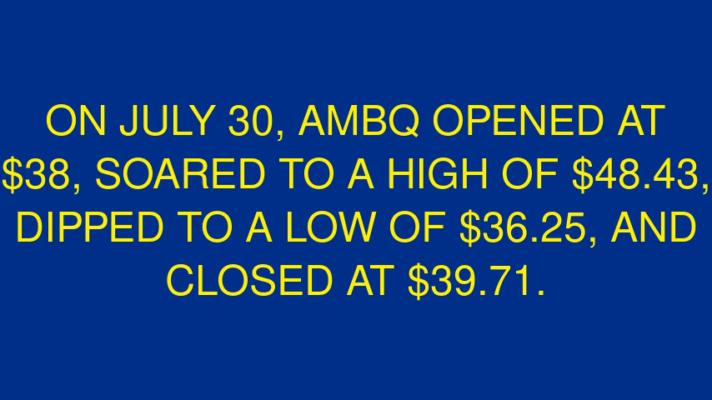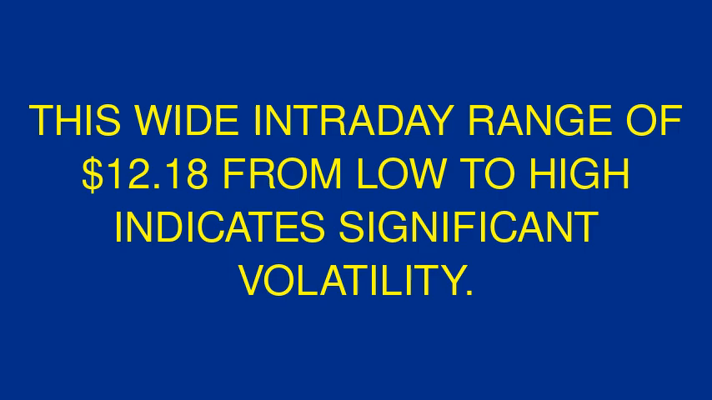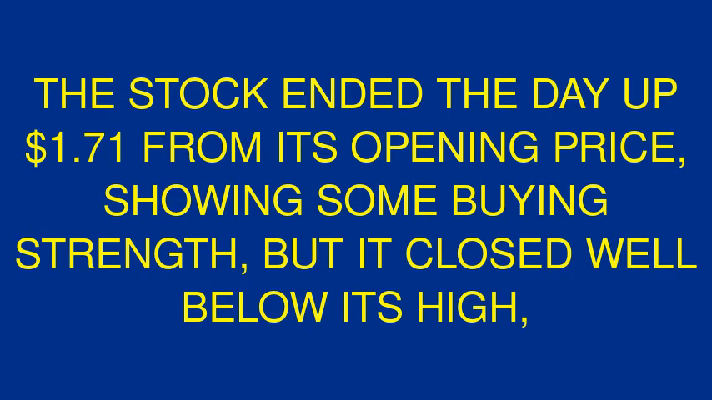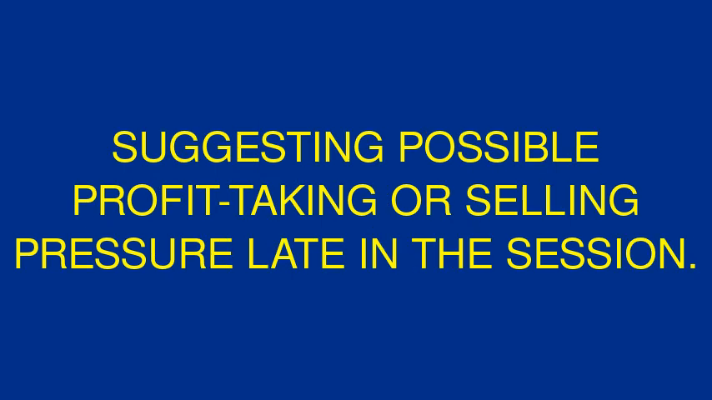Let's dive in. Daily price action and trend. On July 30th, AMBQ opened at $38, soared to a high of $48.43, dipped to a low of $36.25, and closed at $39.71. This wide intraday range of $12.18 from low to high indicates significant volatility. The stock ended the day up $1.71 from its opening price, showing some buying strength, but it closed well below its high, suggesting possible profit-taking or selling pressure late in the session.